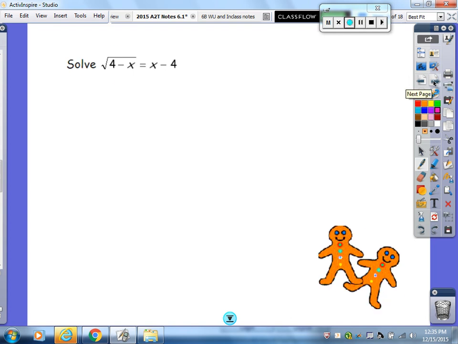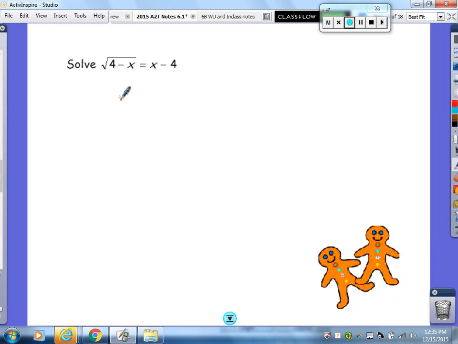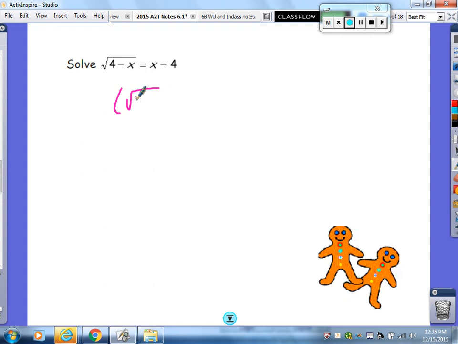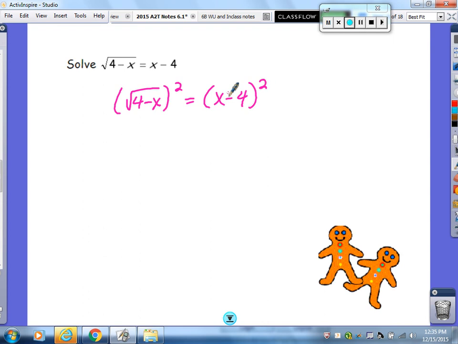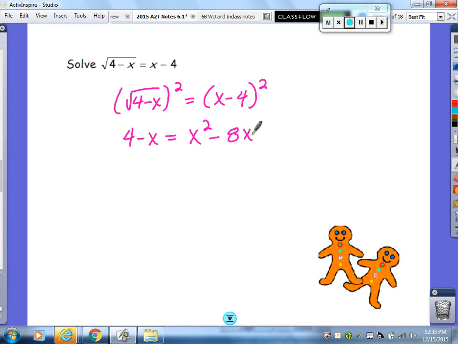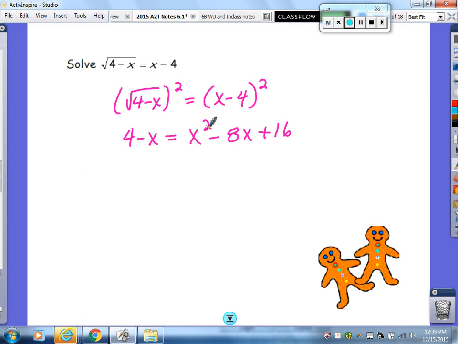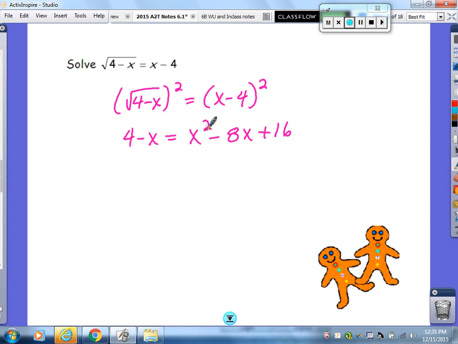Alright, we got our radical already isolated, but we have to square. So we're going to square both sides. So we're going to get 4 minus x squared is equal to x minus 4 squared. This is going to have to be FOILed. This is going to give us 4 minus x is equal to x squared minus 8x plus 16. This is a quadratic, so we're going to get two solutions. So we need to move everything, get it in standard form. So I'm going to move everything to the right.